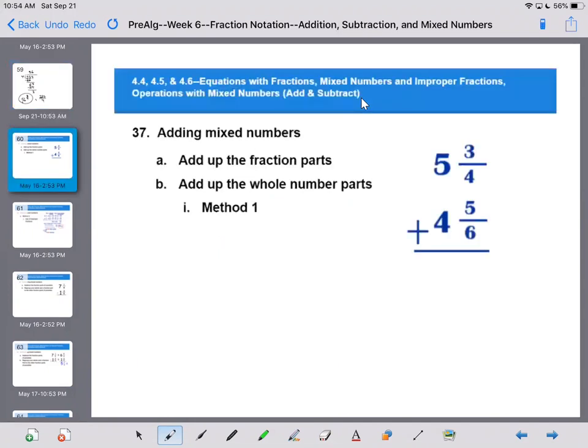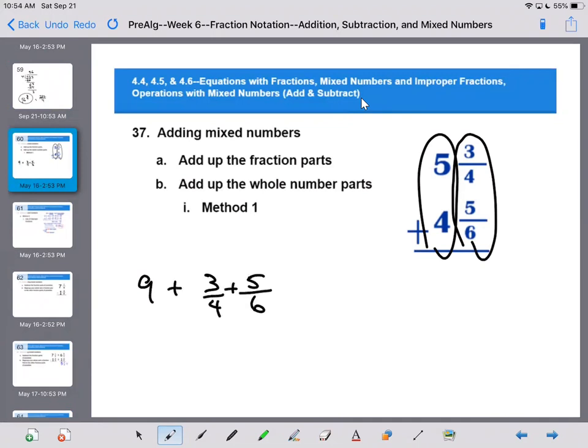So now let's look at when we're adding mixed numbers. I would encourage you to add up the fractional parts and add up the whole number parts. Can you change them both to impropers? Yes, you can. And it may be something that you want to look at when you're dealing with subtraction. But at this point, it's a lot easier to say 5 plus 4 is 9. And now I'm adding 3/4 and 5/6. Well, that LCM, that's going to be 12.